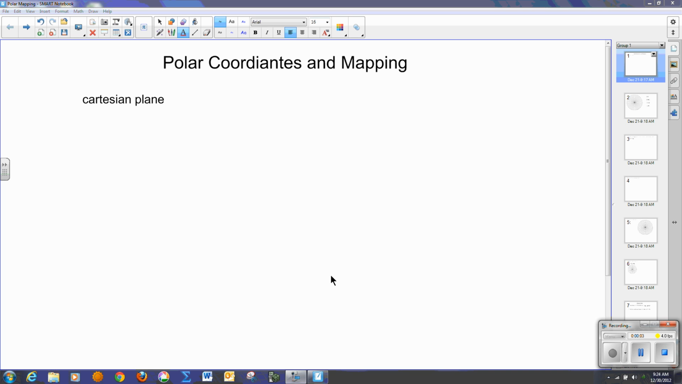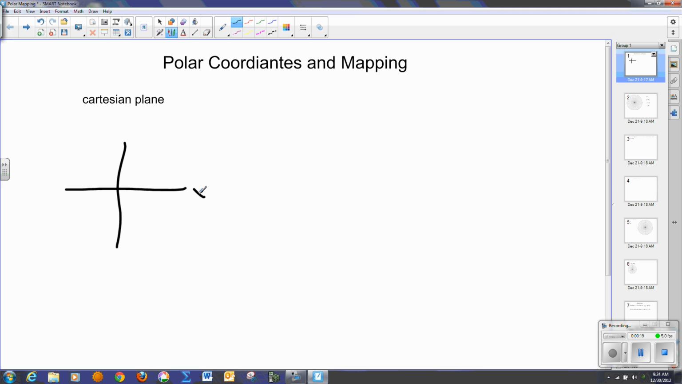Today we're going to talk about Cartesian coordinates and converting them to polar coordinates, but mostly learning how to map things in the polar plane. Let's talk about the Cartesian plane first, a fancy word for the XY plane. If I wanted to graph the point (3, 5), I'd simply move over 3 on the x, up 5 on the y, and graph that point.